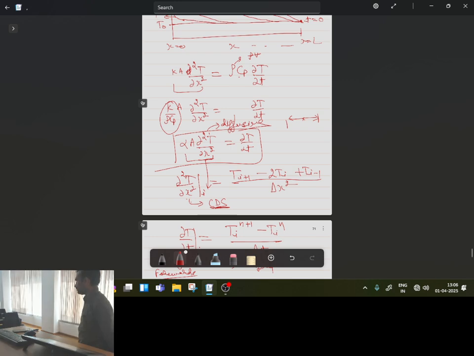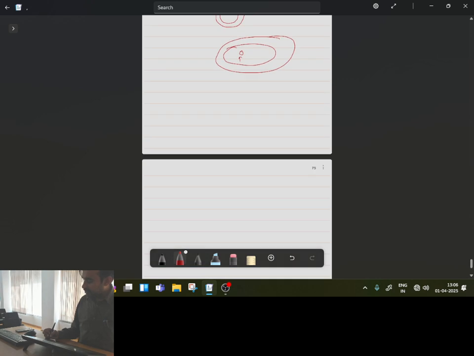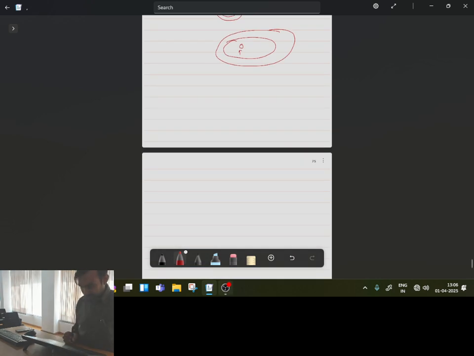Is this one clear? Okay, so I think I will take one more lecture to explain the basics of CFD, and then we will switch to CFD of multi-phase fluids. So I'll stop for today.